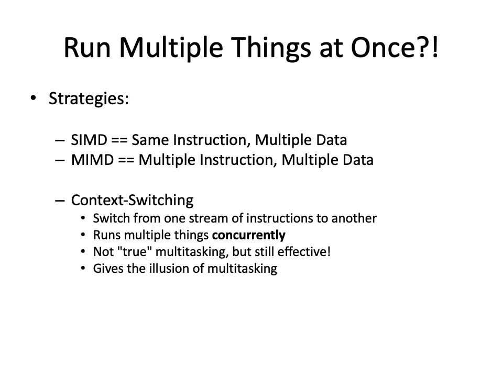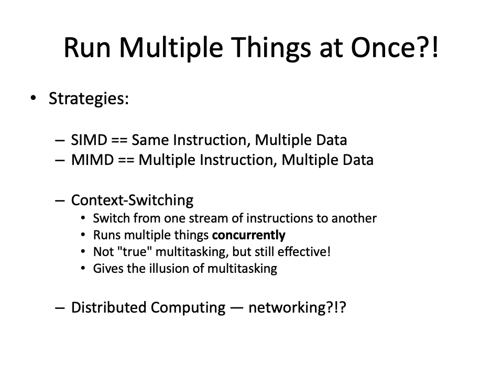Context switching. This is another way of running multiple things at once. For context switching, you switch from one stream of instructions to another. This could be from one thread to another thread, from one process to another process. And basically, it's going to make things seem like they are running concurrently. It's not true multitasking because it's not actually doing multiple things at once, unless you're doing this on a multi-core computer, but it's still effective. And so this gives the illusion of multitasking.